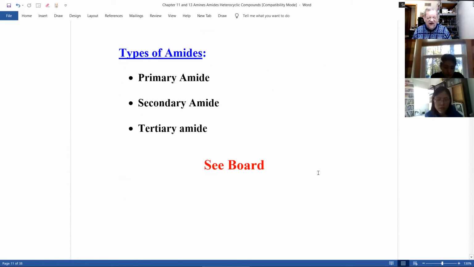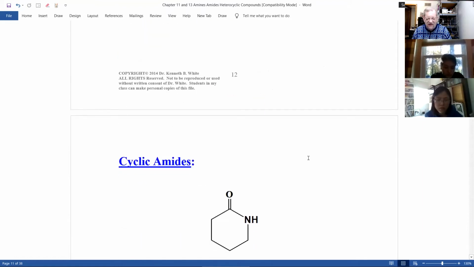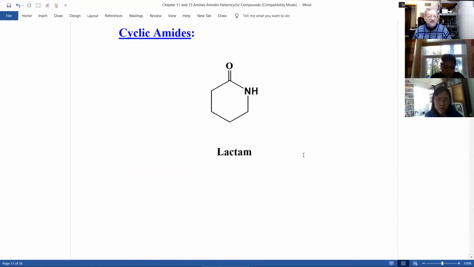Now, skip this slide. I used to talk about this, I'm not going to. But in case in other classes you hear something called a lactam, that's just a cyclic amide. But in case you hear about it in others.